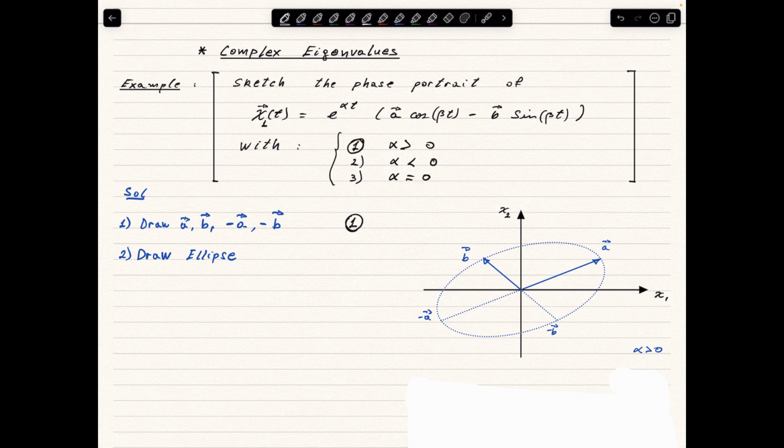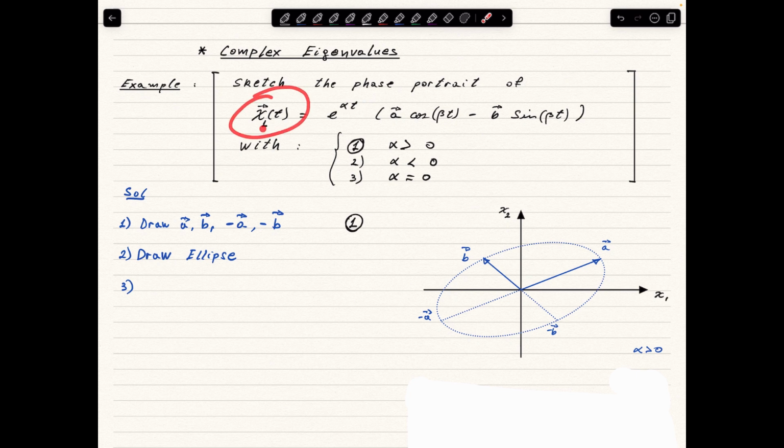Case 1 is going to be alpha positive. Okay. So I've chosen some vector A, some vector B, to do the picture. Since I need to draw A and B, let's suppose they are these two vectors. Then we need to draw the negatives. So the negative of this vector is this vector here, and the negative of this vector is this vector here, and then the four vectors determine an ellipse. Okay, this is the preliminary work. What do we do now? Well, the next step, step 3, is start computing the solution now.